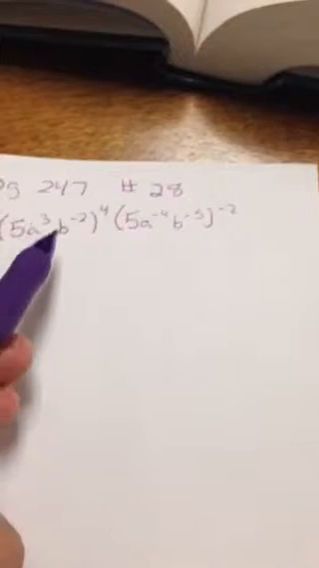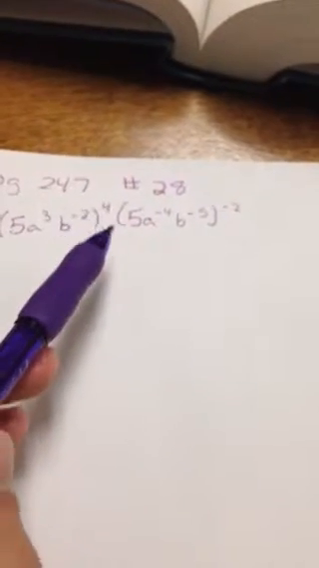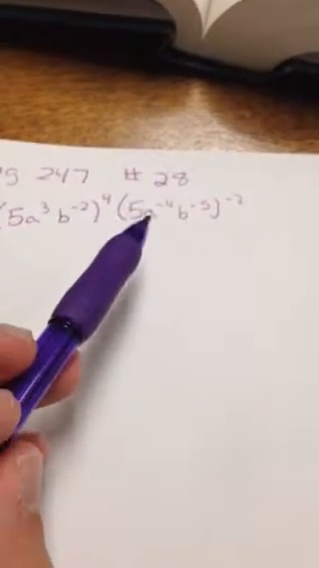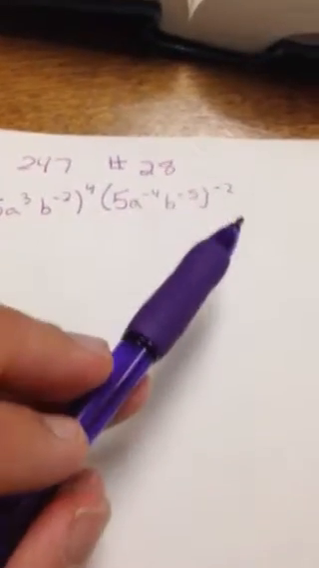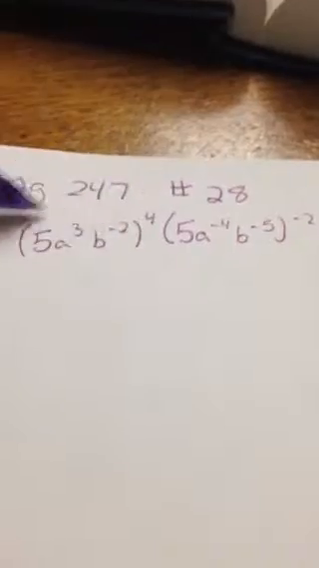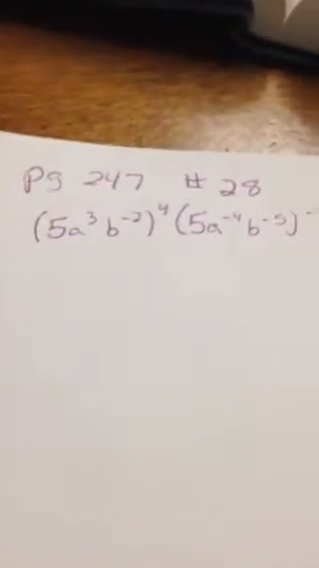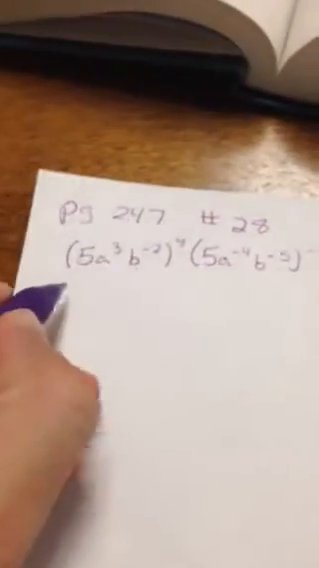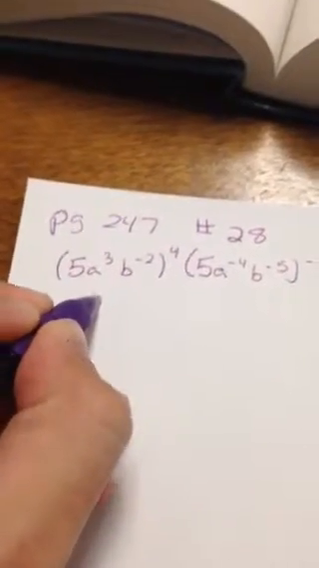We have 5a to the third, b to the negative second, all taken to the fourth power, being multiplied by 5a to the negative fourth, b to the negative fifth, all taken to the negative second power. The first thing we're going to need to do is to simplify this expression and this expression before we multiply them together. So we have 5 to the fourth. We can just write that 5 to the fourth.